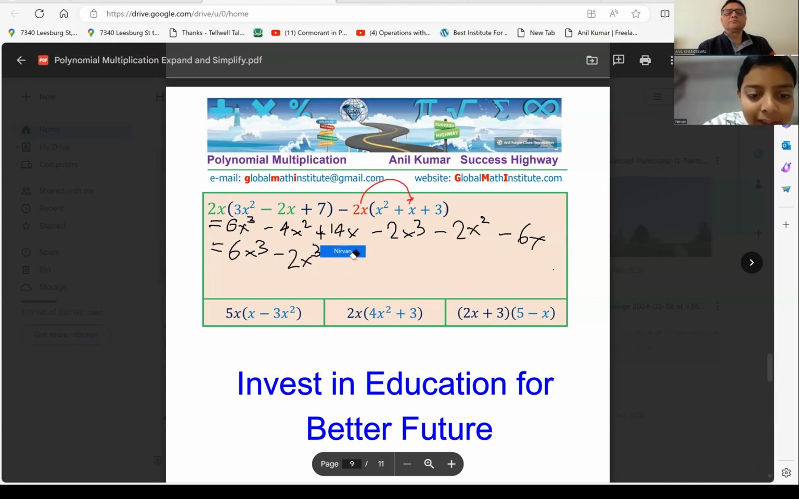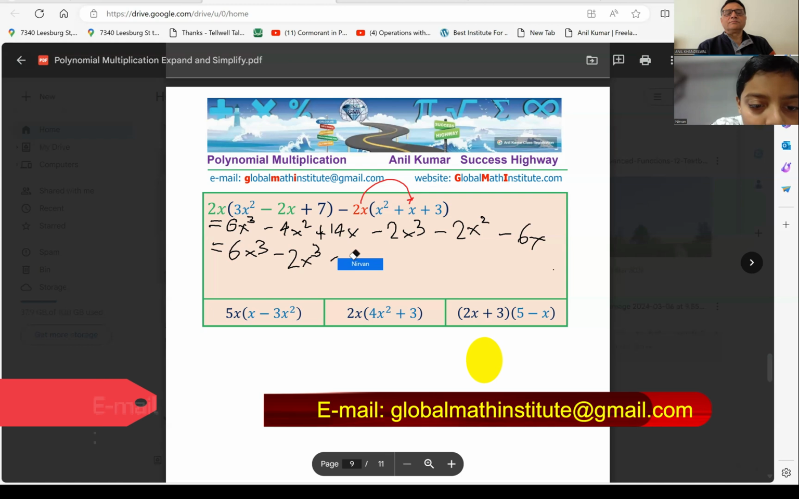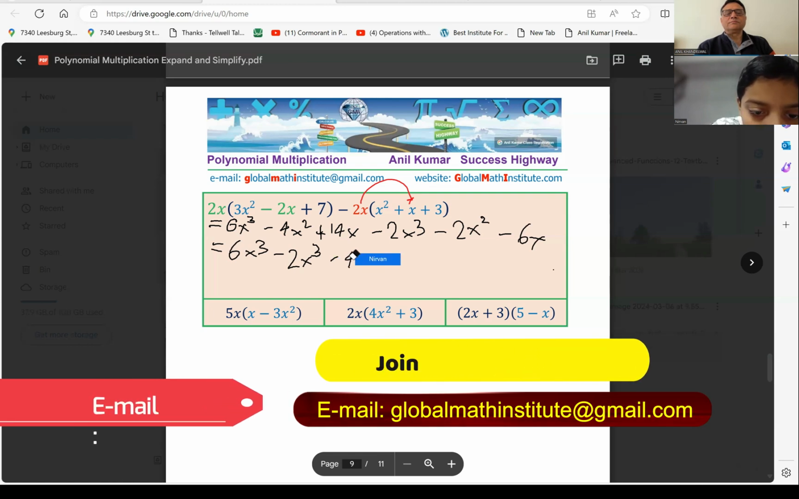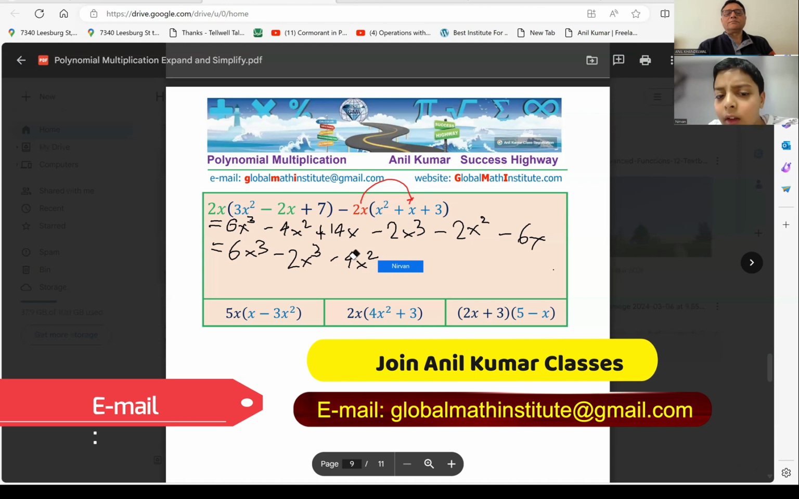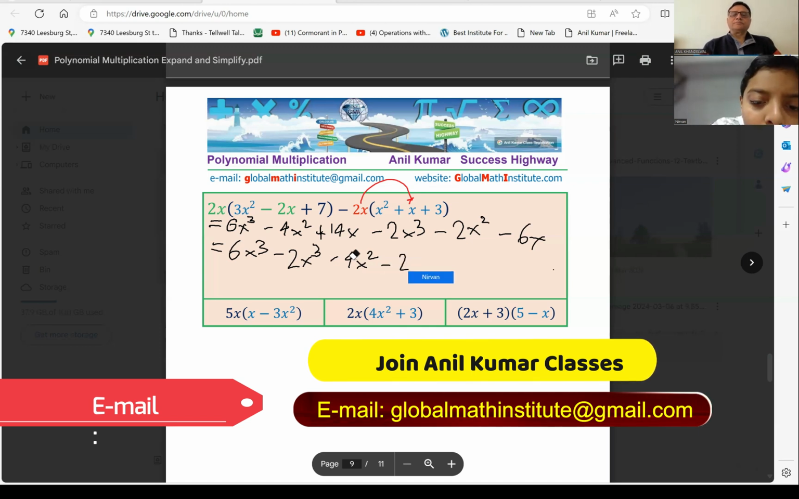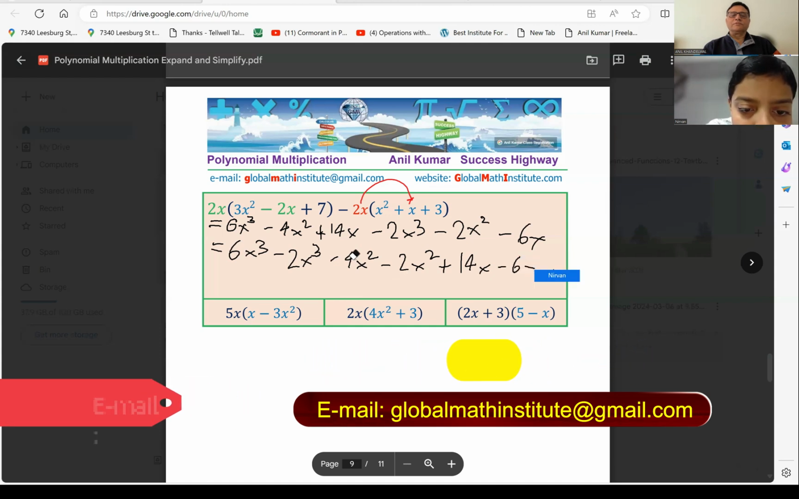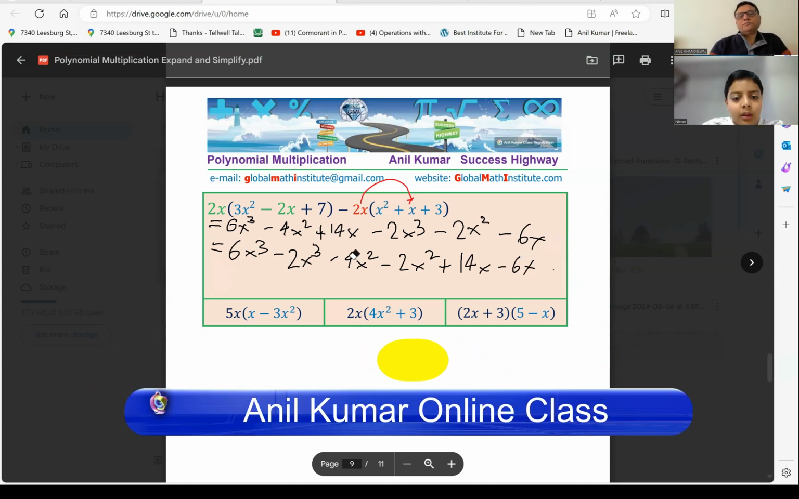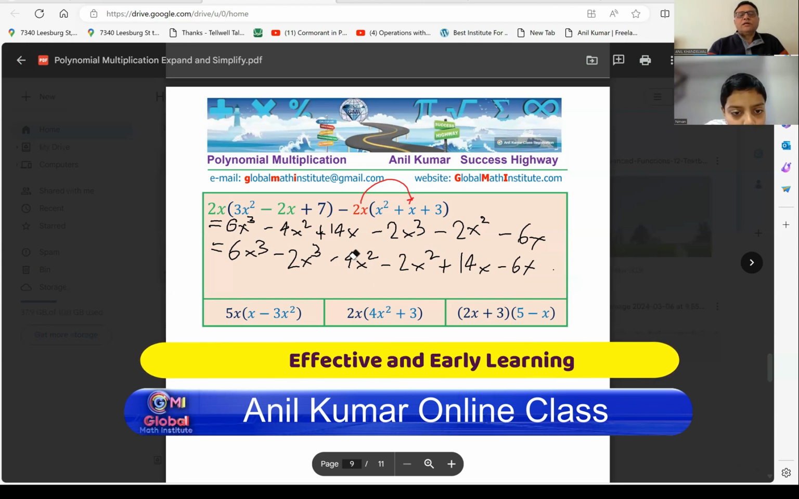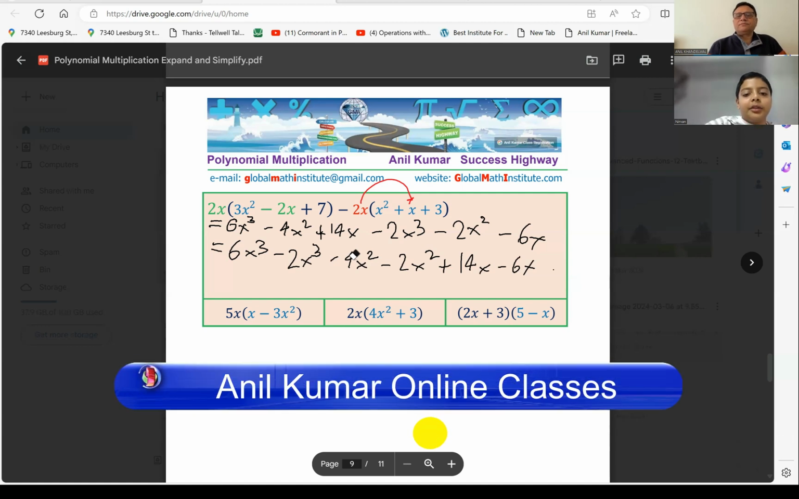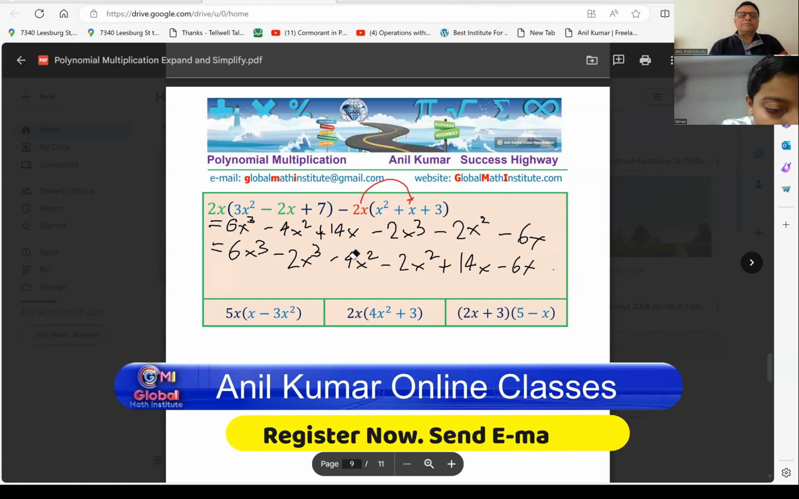Minus 2x squared plus 14x minus 6x. Good job. There has to be 3 and 3, 6 terms. You already have 6 terms, right? You can count the number of terms. I won't have space there, so I'll write in the white portion here.